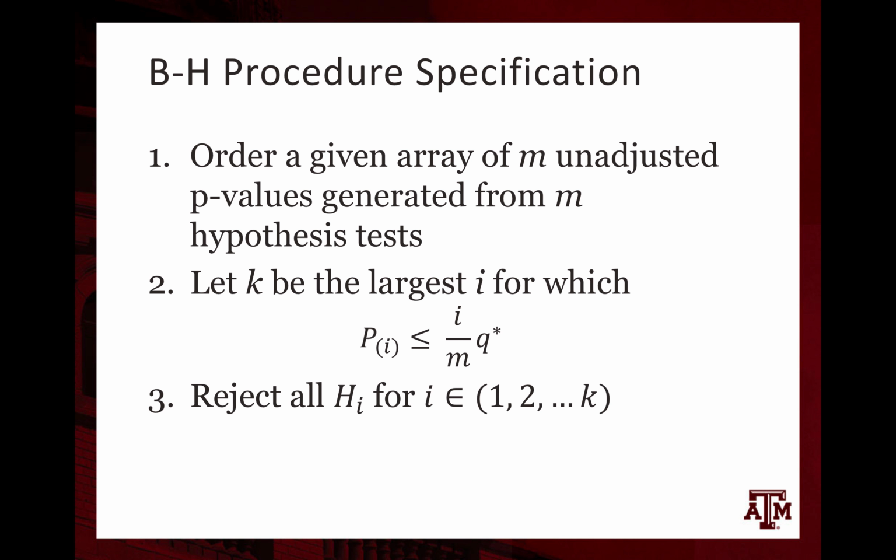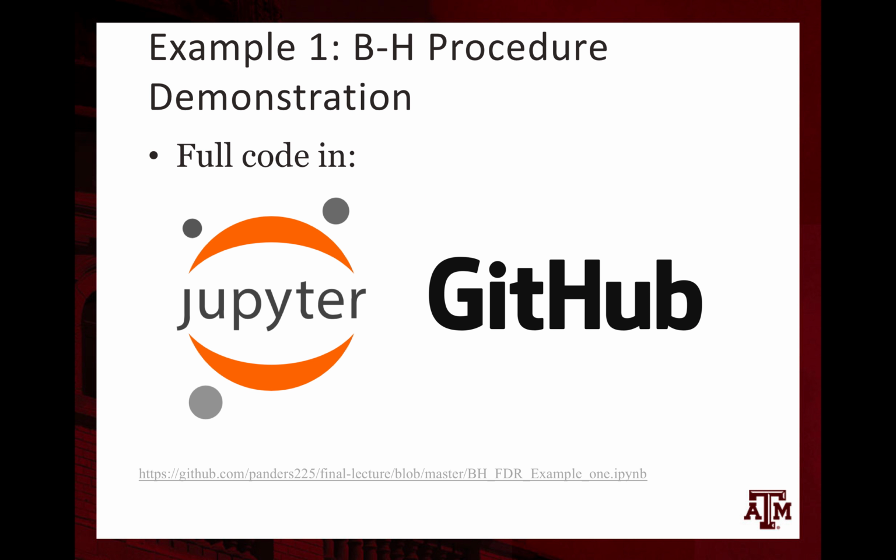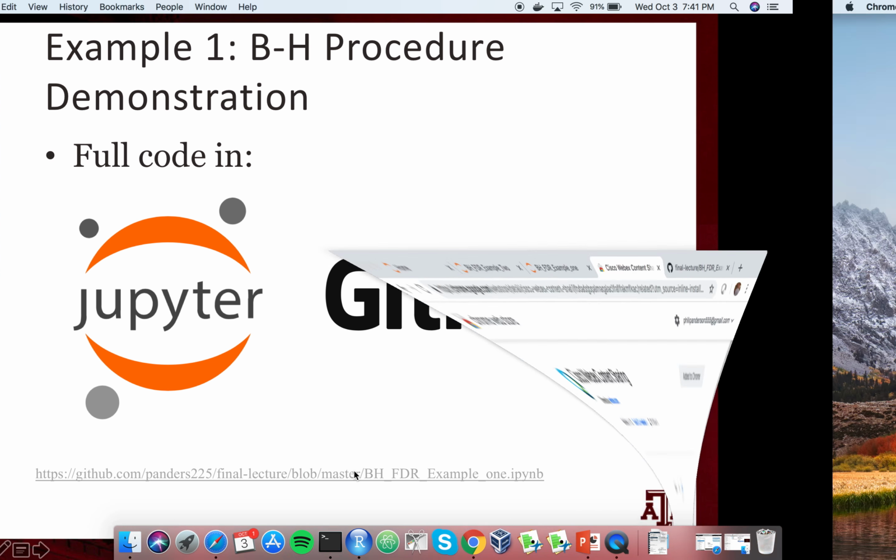Once we've calculated this quantity, we're going to compare the p-value at every element in the array to the quantity that we've calculated. And we're going to reject the null hypothesis when the p-value is less than the calculated quantity. I think that's a bit much to see without an example, so we're going to jump to one here.